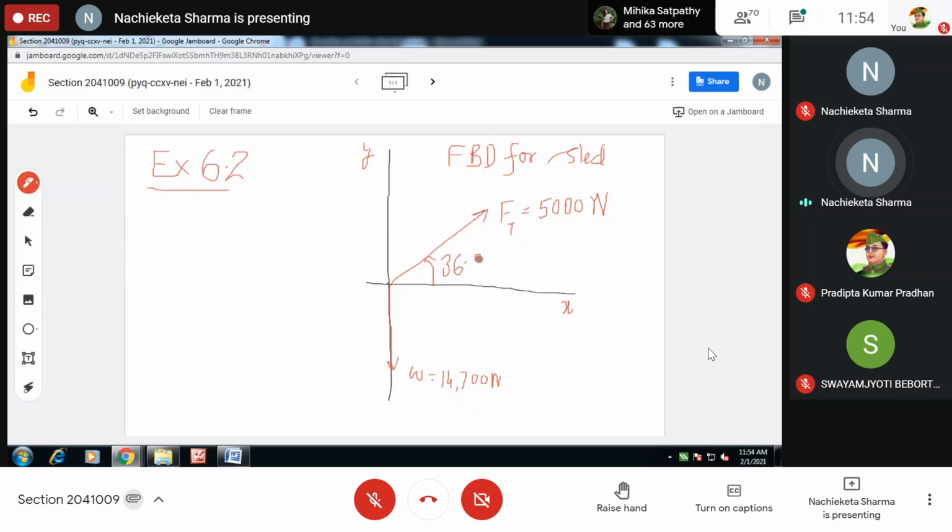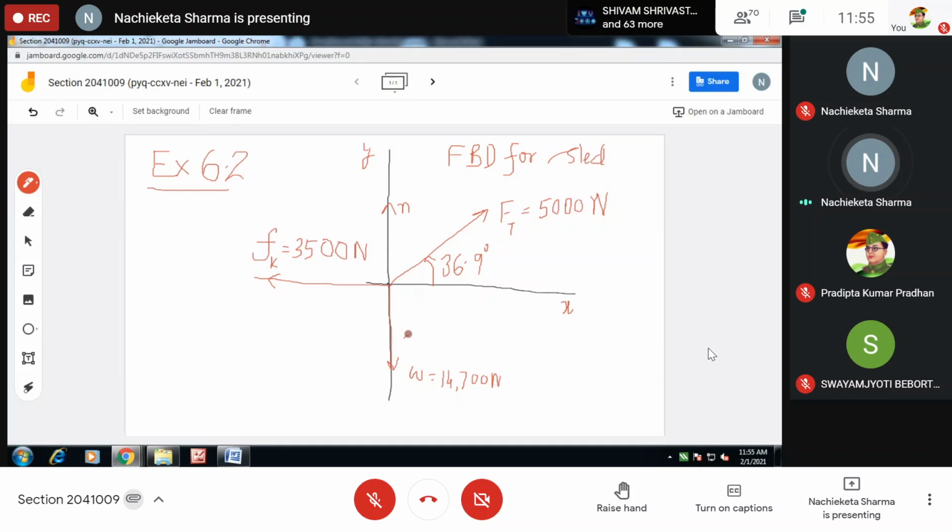So naturally, the perpendicular or normal component of the force is useless as far as work is concerned. Only that F cos theta will do the work. Then there is a frictional force opposing the motion of the sled. That means Fk is there. It is 3,500 Newton. And there is another force, which is the normal force.